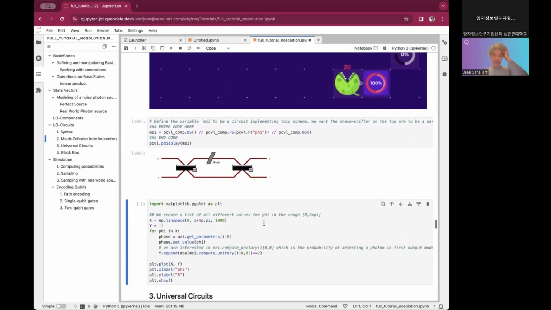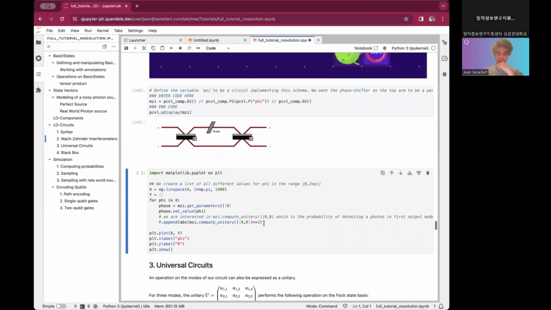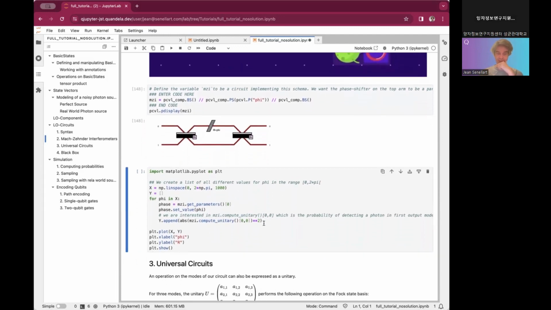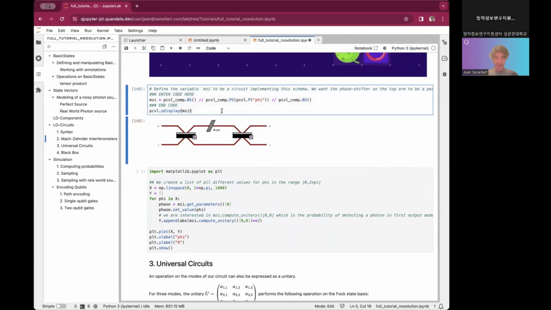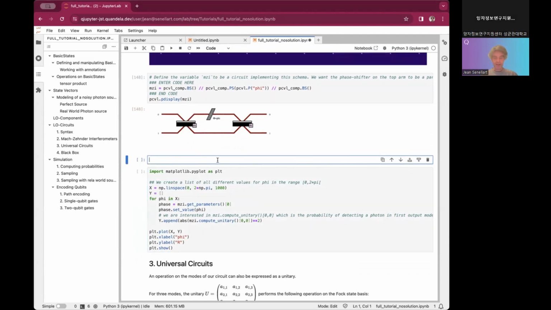So what we'll do now is make the phase vary, and we will be looking at the result. So if I display my unitary here, plus MZI.